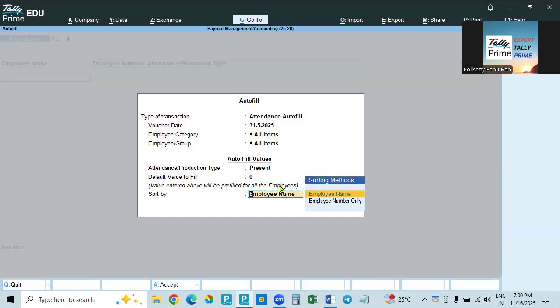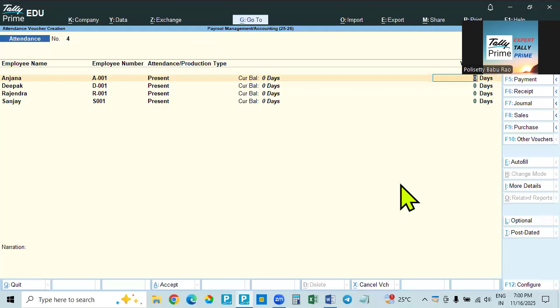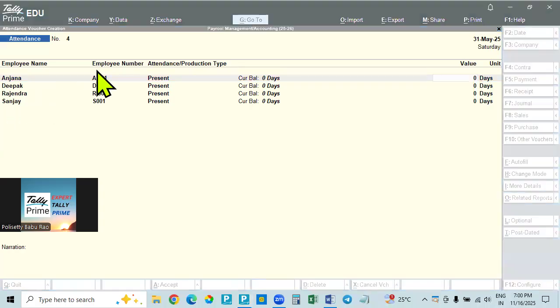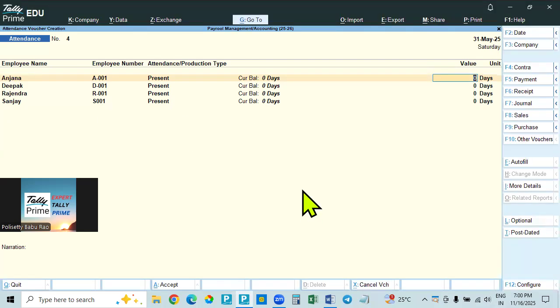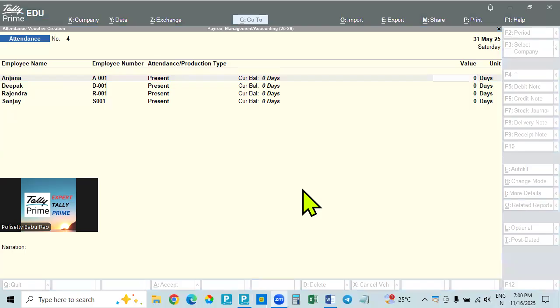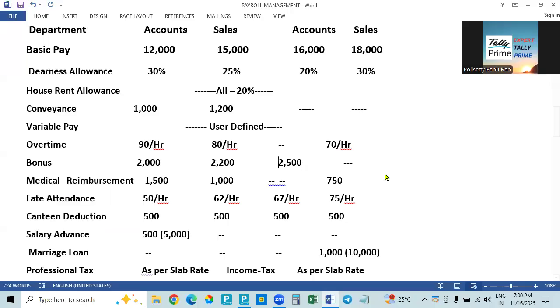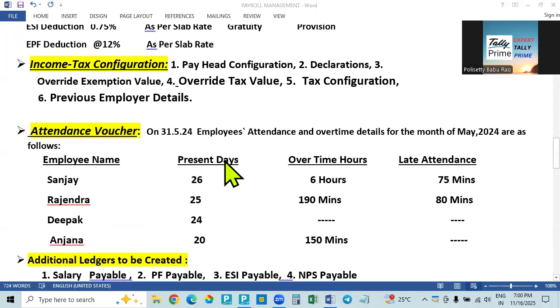As per employee's name or employee's number, you can take up employee's name. See, all these names are shown, name wise means alphabetical order. If you take the number, that also will be shown. Okay, and all present, you will take up attendance here. Attendance is given in the problem. See here, what is the attendance? This is the present days, and that is overtime and late attendance.